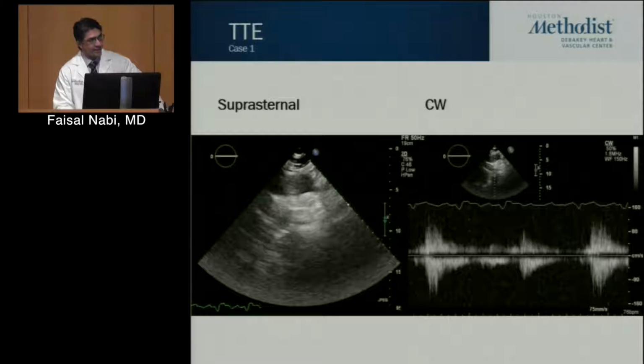Then we went back and asked, what happened with that echo? Was there some technical difficulty? Sure enough, this was a difficult suprasternal view. You can see we really didn't have good imaging and weren't able to see the descending aorta. And if you're not able to see the descending aorta, it's hard to aim your Doppler to where you want to pick up a peak velocity.